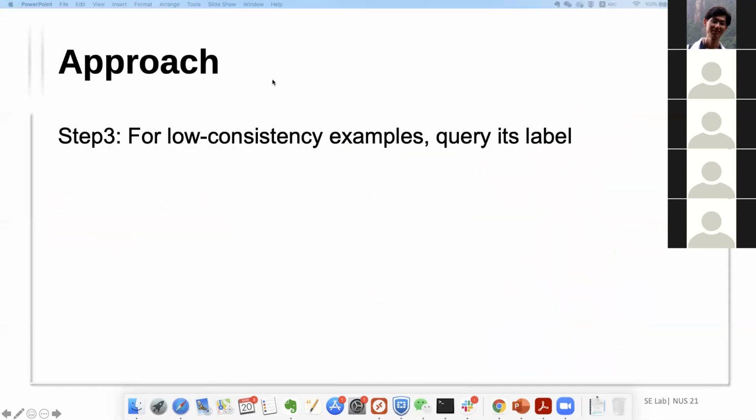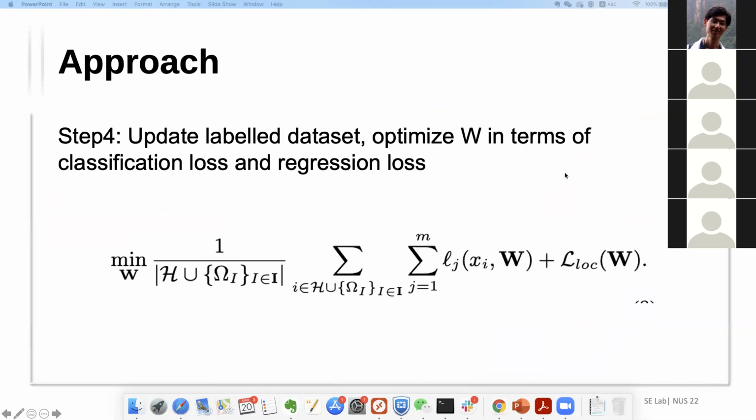And step 3 is that for those low consistency proposals, they will just be sent to a human, and the human will label them. Step 4 is we update the labeled dataset and optimize W in terms of classification loss and regression loss.